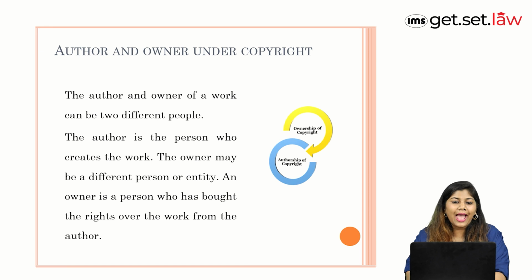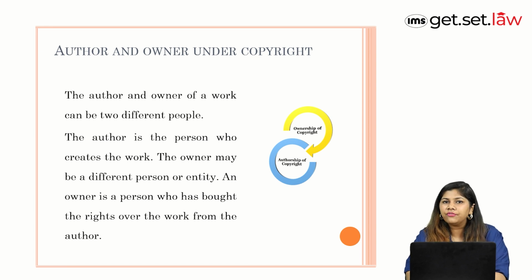Now, author and the owner, as I said, can be one person as well as two different people. The author is the person who creates the work. The owner may be a different person or an entity. An owner is a person who has bought the rights over the work from the author. Now, if you see, they can be the same person, but let's see how they are different.